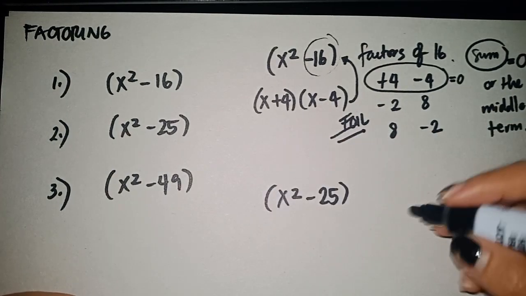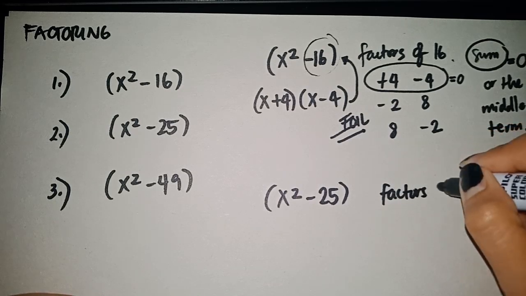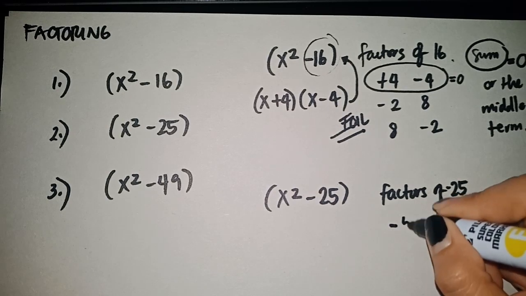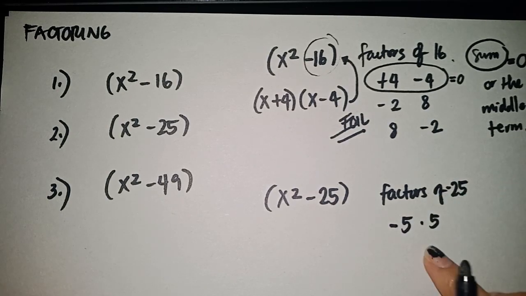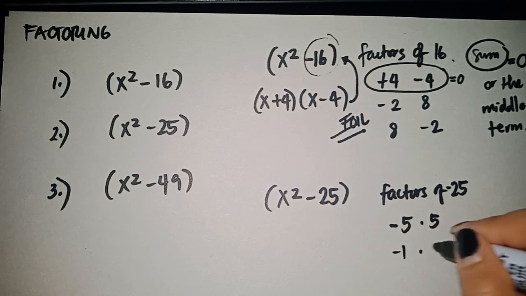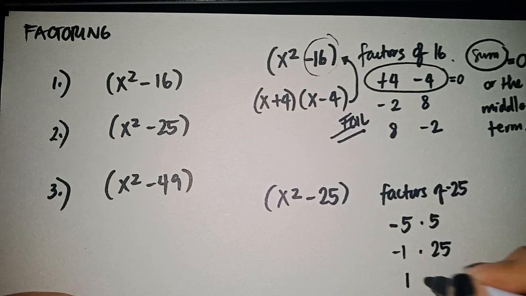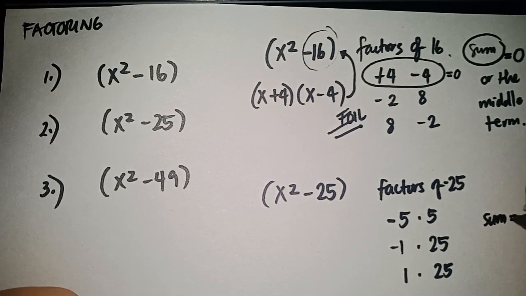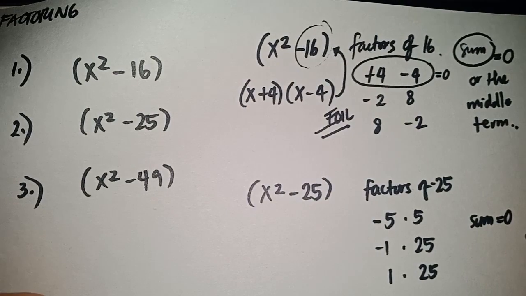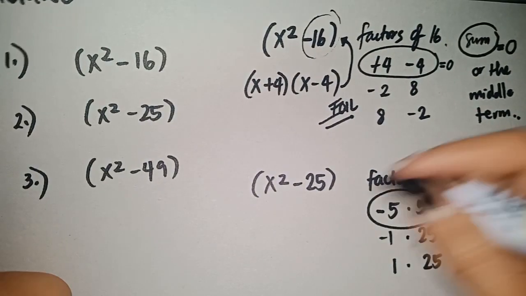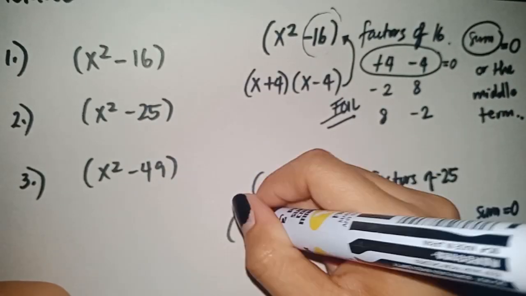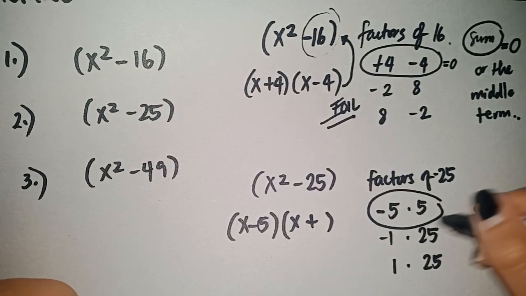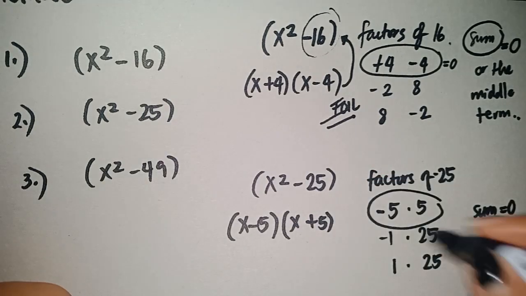Now let's have number 2. Same process, get the factors. And then after getting the factors, look for the sum, the sum that is equal to 0. Now for the factors of -25, we only have two numbers, but we have three possible factors. Again, get the sum, which will be equal to 0. So the factors will be x minus 5 and x plus 5. That's it. As simple as that.